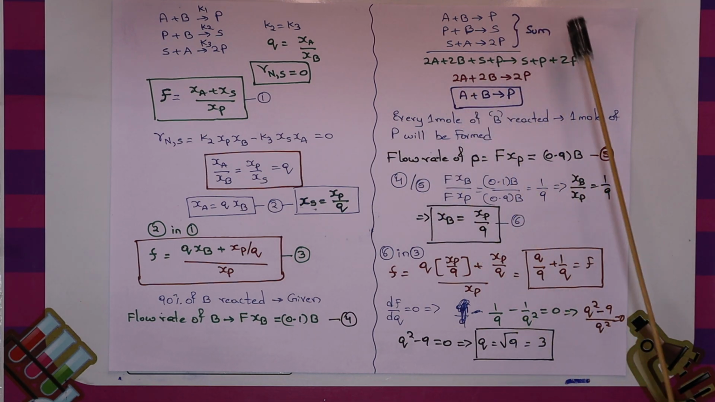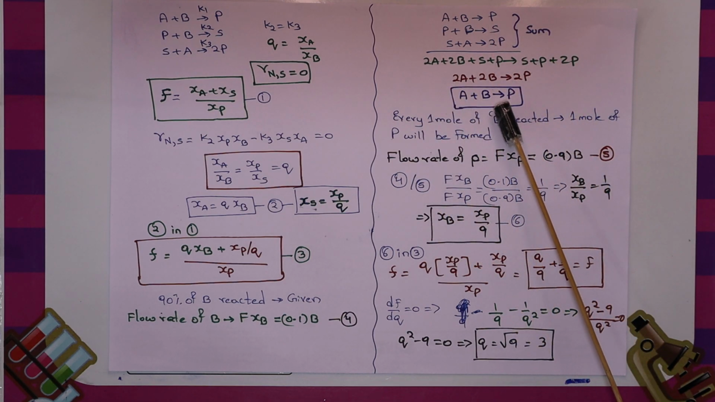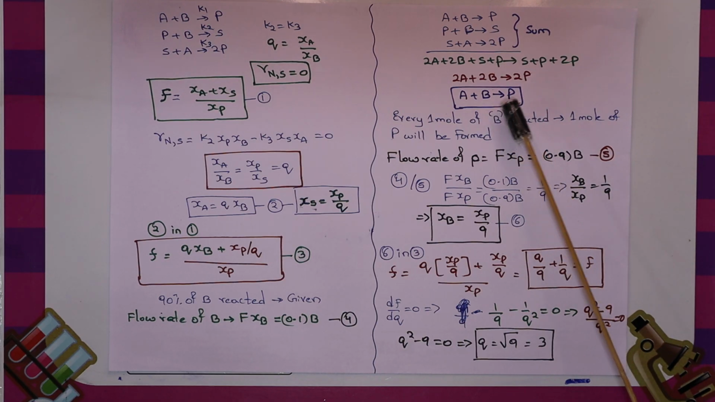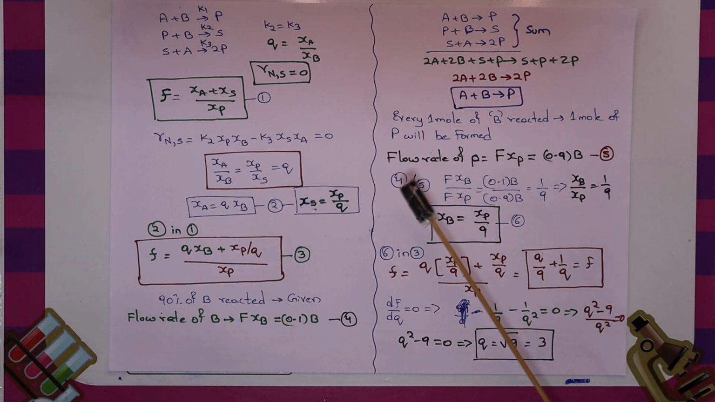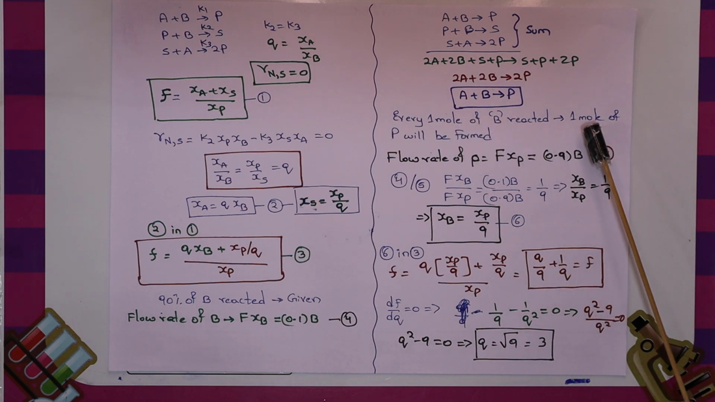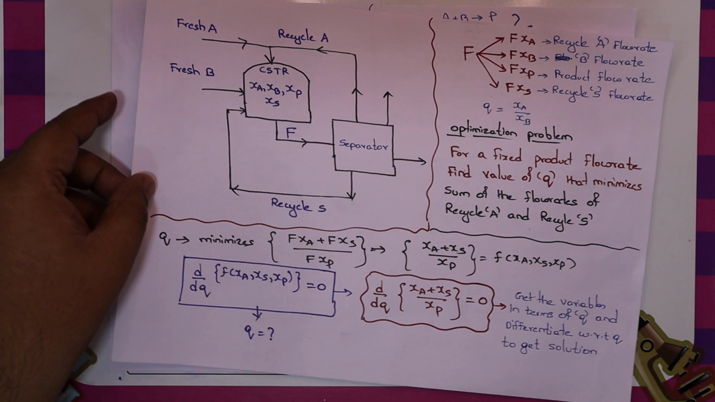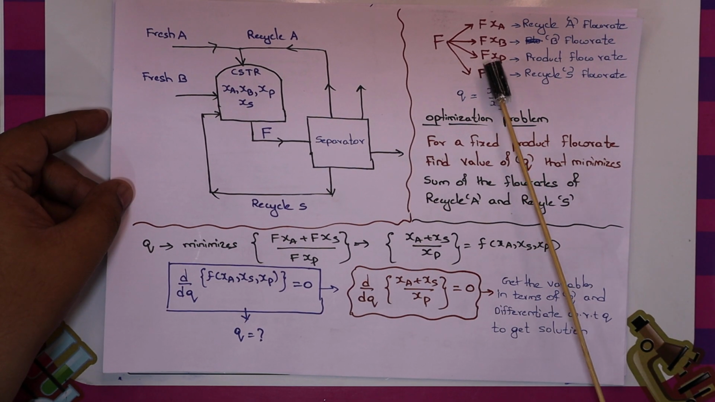So by summing up all the reactions, there will be only a single reaction, which tries to form the product P. That means if you follow this particular reaction, every 1 mole of B that reacts, 1 mole of P will be formed. So what is the flow rate of P that is exiting the reactor?